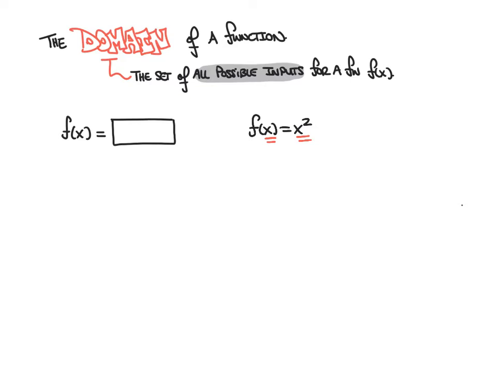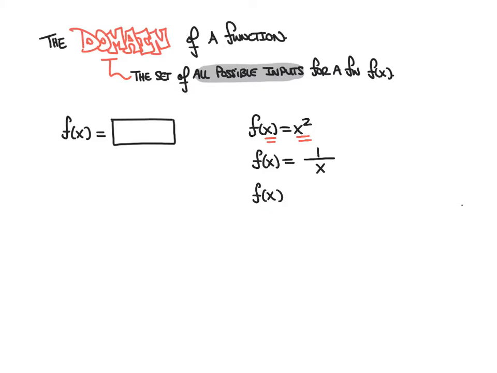But there are other functions that have perhaps some issues. For example, 1 over x. That's a pretty good function, except for the value 0, because if I put in 0, we will have 0 in the denominator, and then it's not happy. So the domain of this function is all real numbers, all numbers, except for 0.